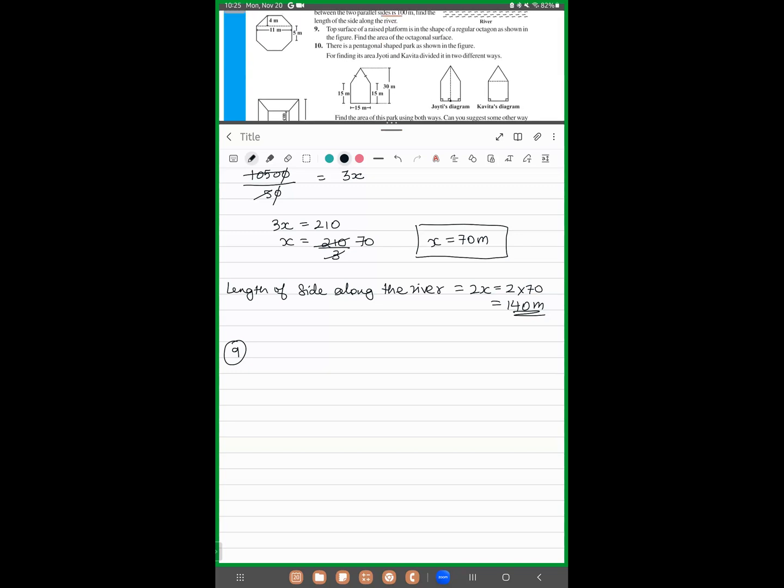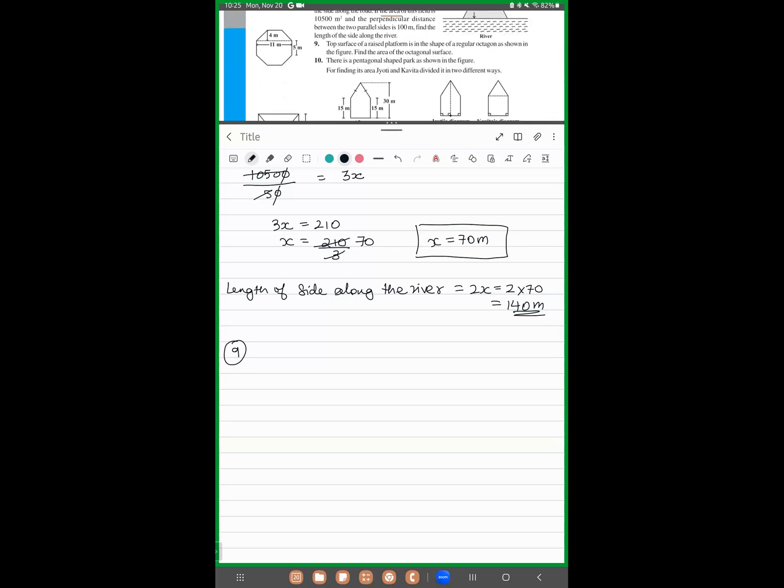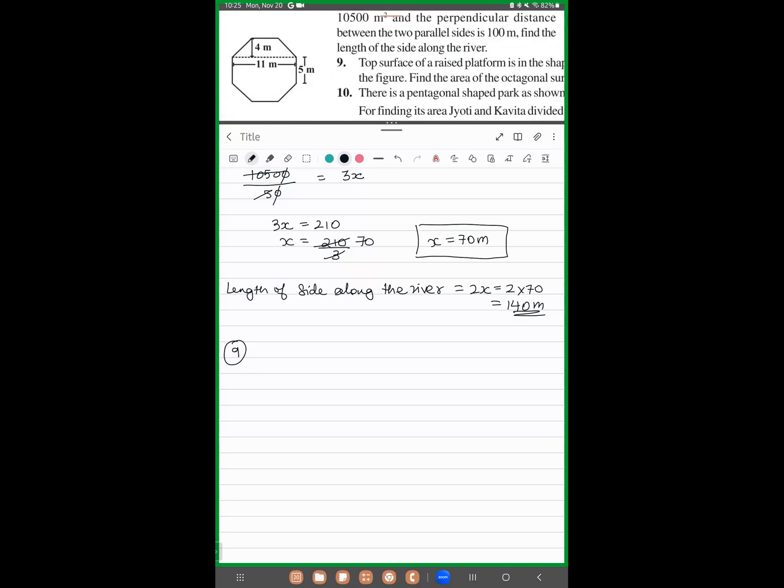I'm reading question number 9. Oh, yeah, sorry. Top surface of a raised platform is in the shape of a regular octagon as shown in the figure. Find the area of the octagon surface. So this figure is given. Please draw the figure.